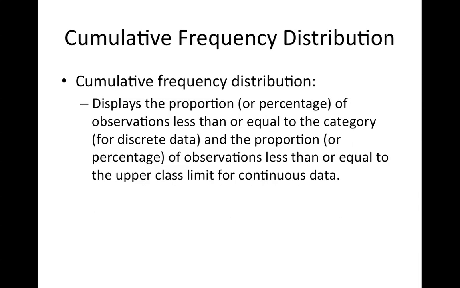For cumulative relative frequency, we display the proportion or percent of the observations less than or equal to the category for discrete data, and the proportion or percent of observations less than or equal to the upper class limit for continuous data.